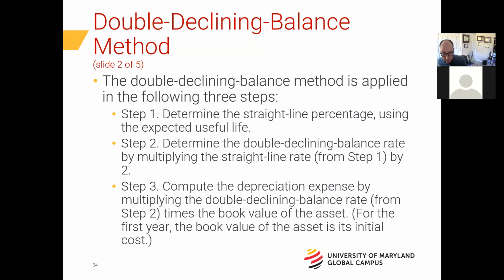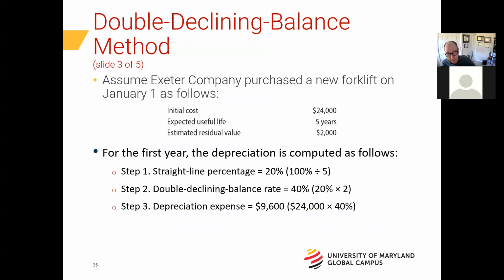So step 1, 20%. Step 2, determine double declining balance by multiplying the straight line rate by 2. So 20% times 2 is 40%. 20 times 2 is 40. So 40%, step 2. Step 3, compute the depreciation expense by multiplying the double declining balance rate times the book value of the asset. For the first year, the book value of the asset is its initial cost.